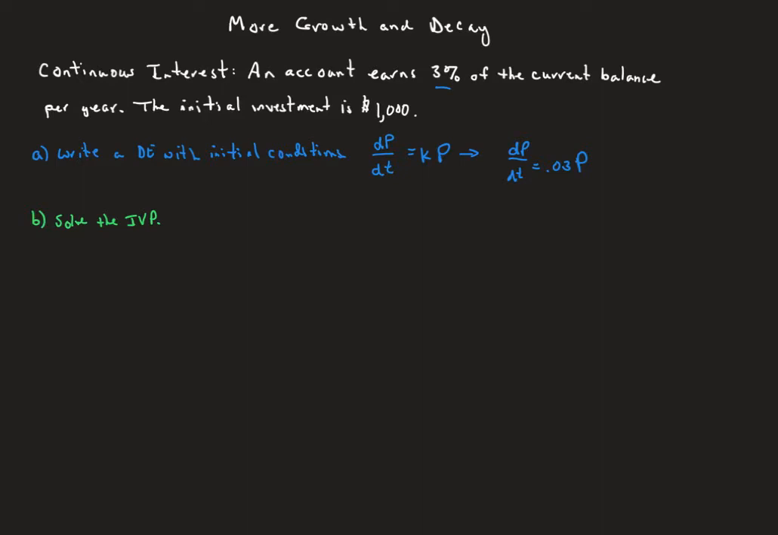Since we are also told that the initial investment is $1,000, we can add to that the initial condition that P of 0 is 1,000. So this is our differential equation together with its initial condition. So then we can do part B. We can solve it as we've seen before.